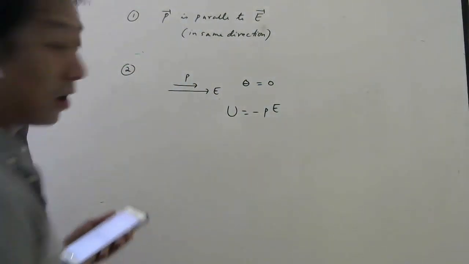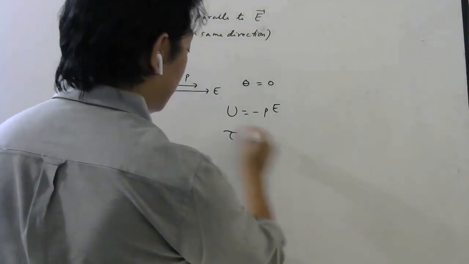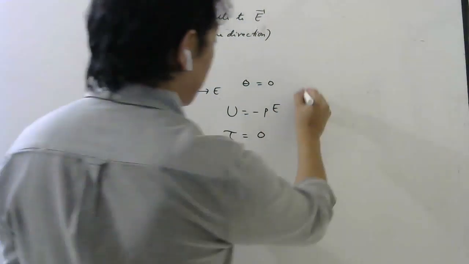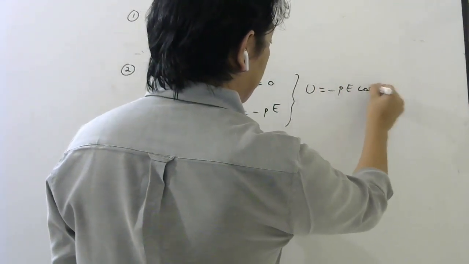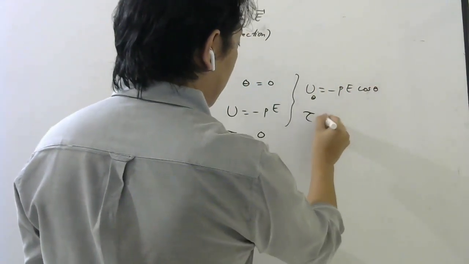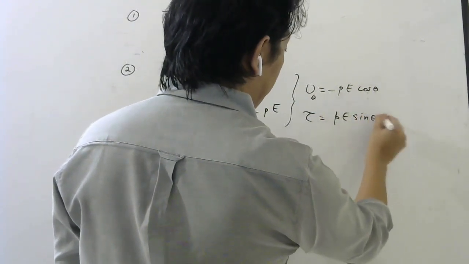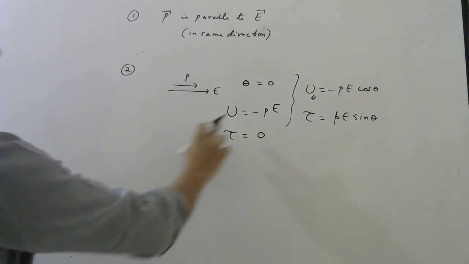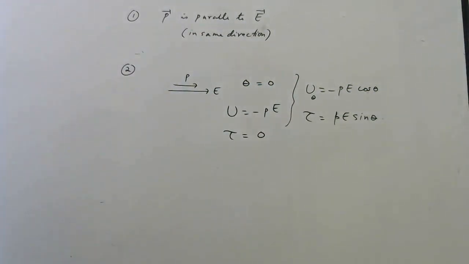Cos 0 is 1. And torque is what? PE sin theta. So torque will be 0. All of you understood, because potential energy formula is minus PE cos theta at some angle, and torque is PE sin theta. So when they are parallel, torque will be 0, potential energy will be minimum. That is why it is called stable equilibrium.